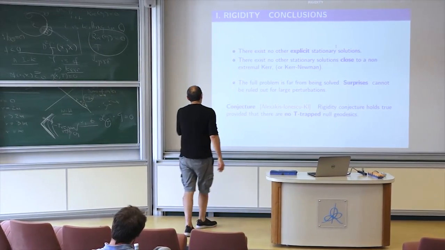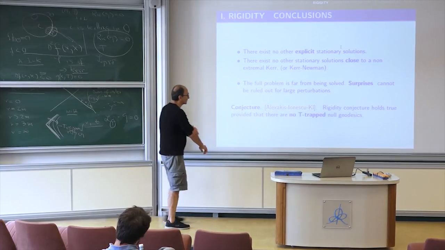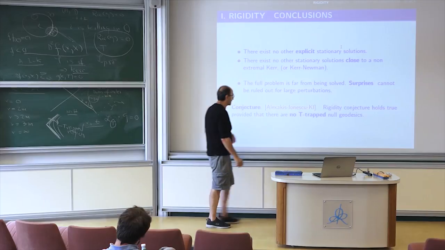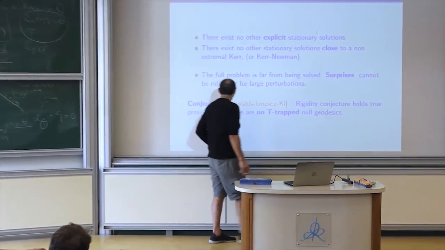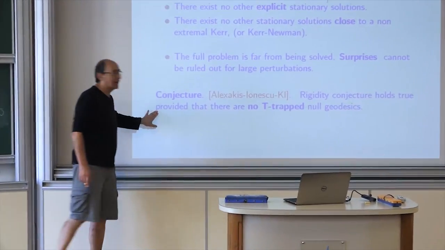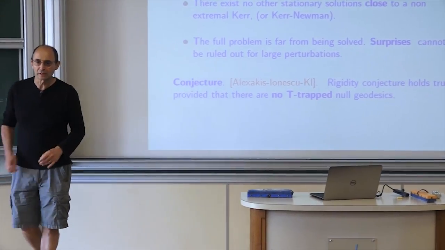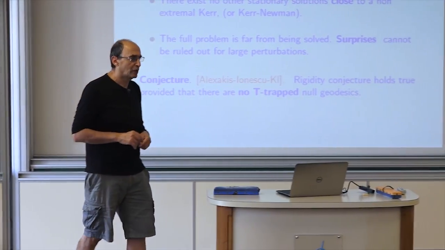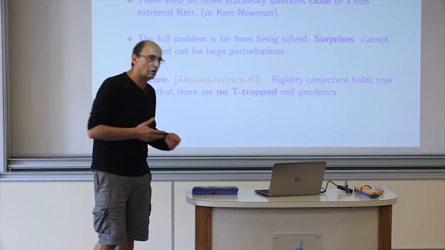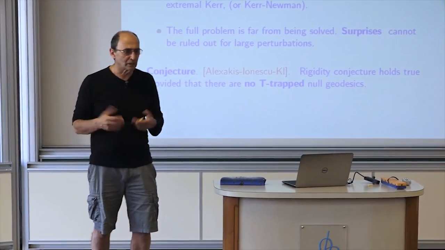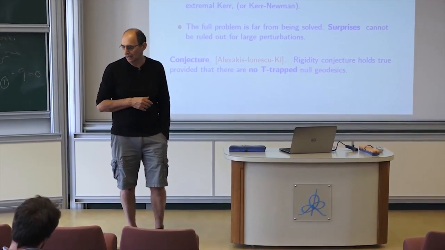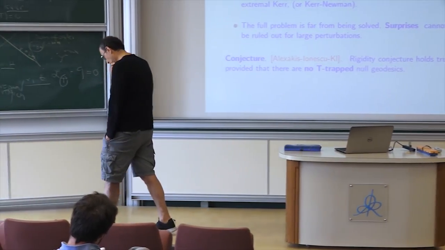And finally, and I'll finish with this rigidity, there is this conjecture of Alexakis, Ionescu, and myself, which is a rigidity conjecture that holds true, provided there are no T-trapped null geodesics, right? So I don't need any smallness condition. I don't need mass Simon to be small. Just, the conjecture is that as long as there are no T-trapped null geodesics, it's a purely geometric condition, then we are in Kerr.